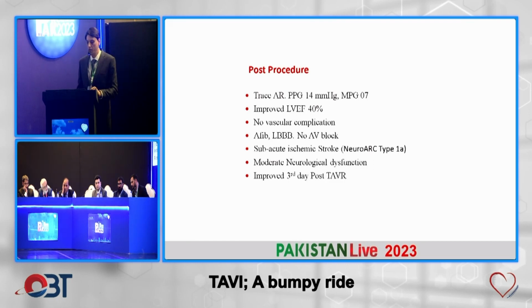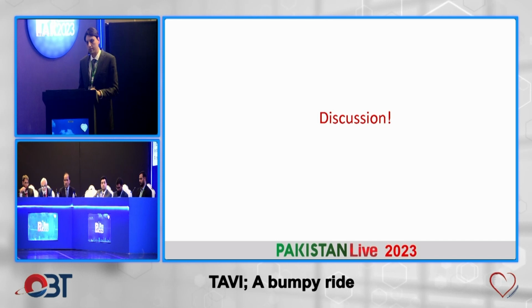The patient had a subacute ischemic stroke the next day, but it was a moderate neurological dysfunction, mild weakness in the right upper limb that improved on the third day, and we discharged the patient on the third day on anticoagulation. On follow-up, even after 2 months, the patient had complete resolution of his weakness.